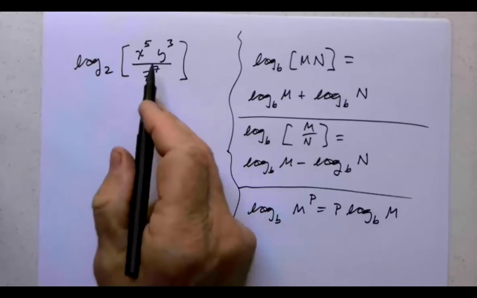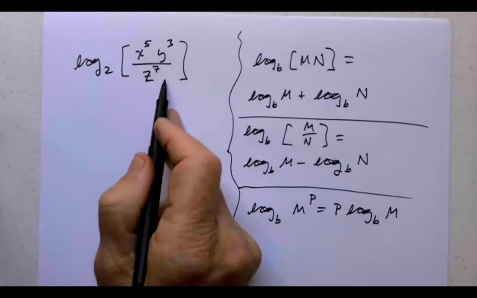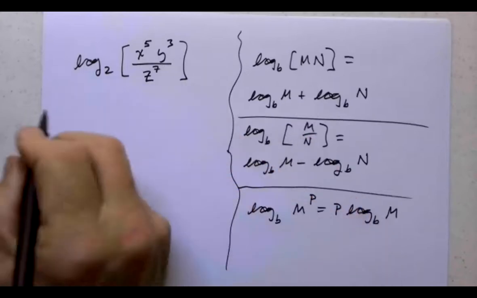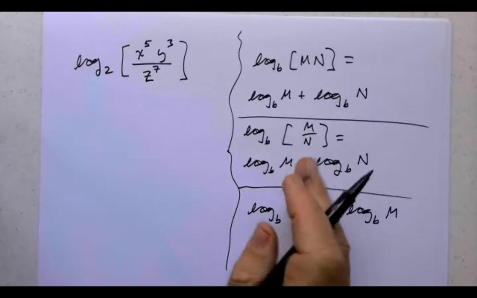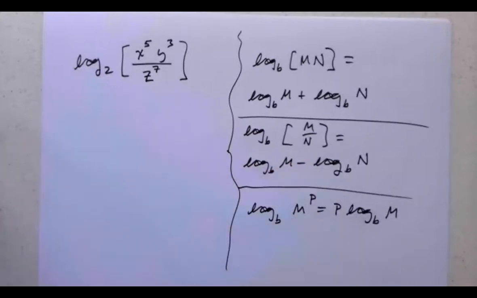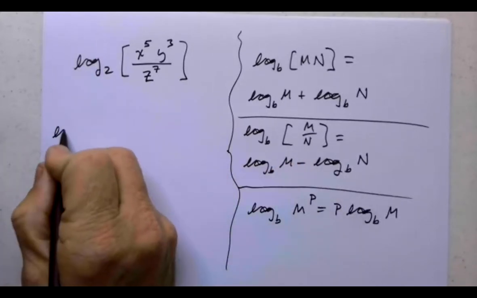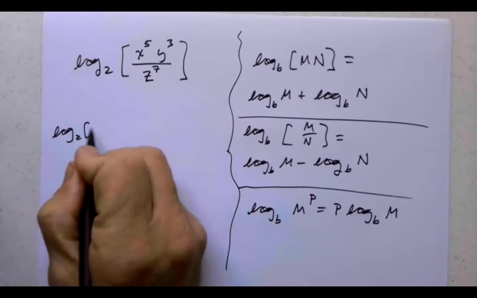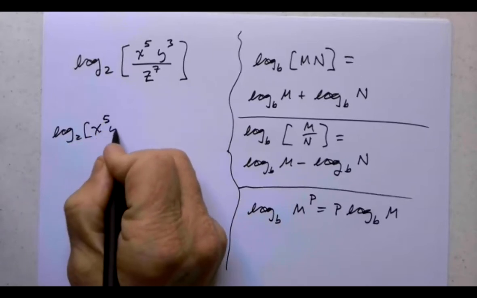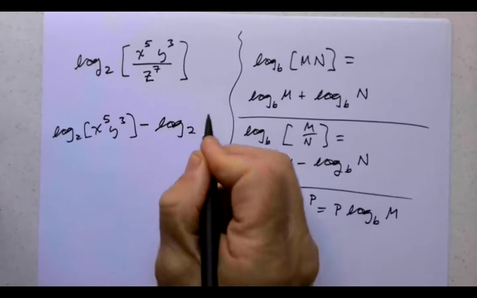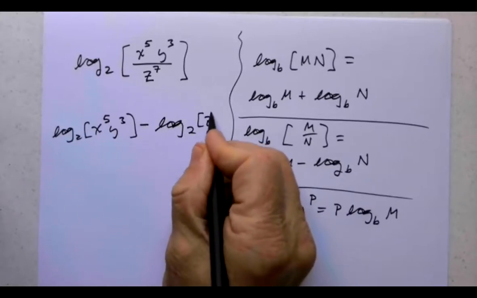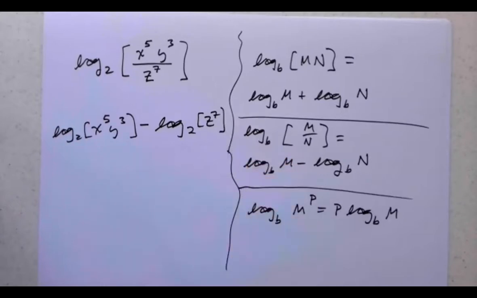So what we have first here, we have log of the top over the bottom. That's the log of the top minus the log of the bottom. So we can rewrite this how? Using this second rule. Log 2 of the top, x to the fifth y cubed, minus log 2 of the bottom, z to the seventh. That's the first thing we recognize.